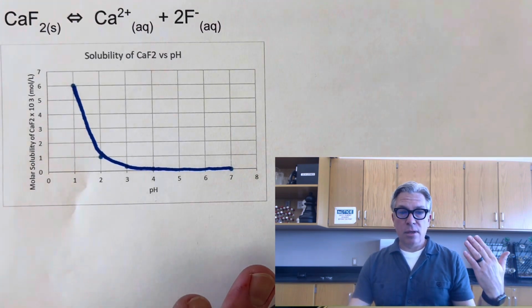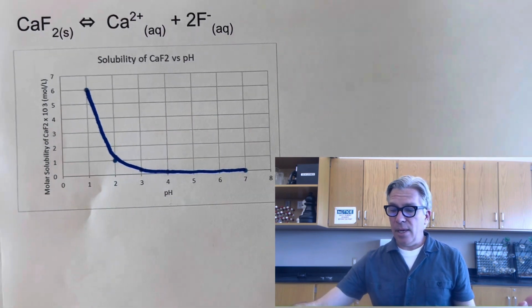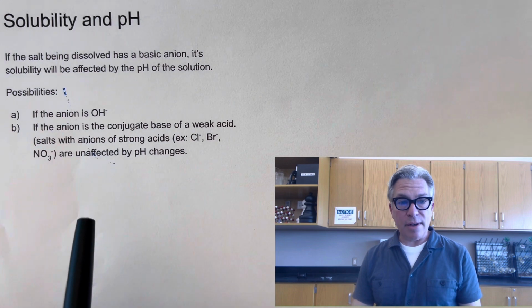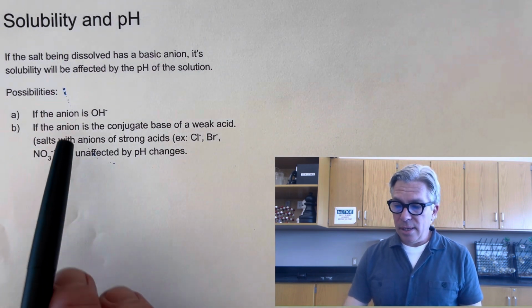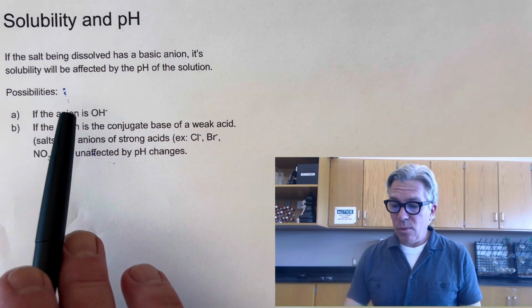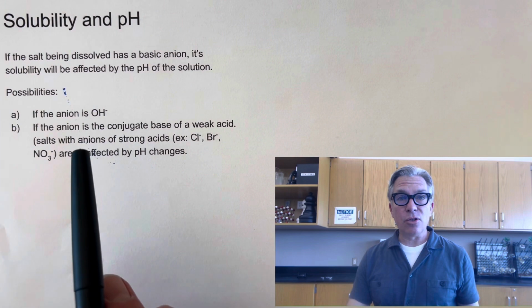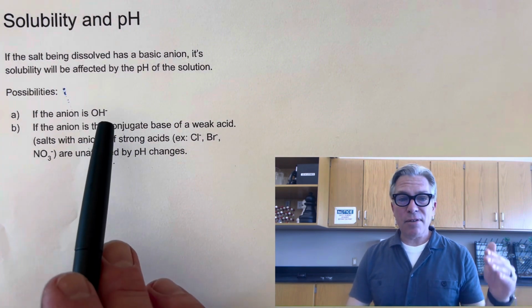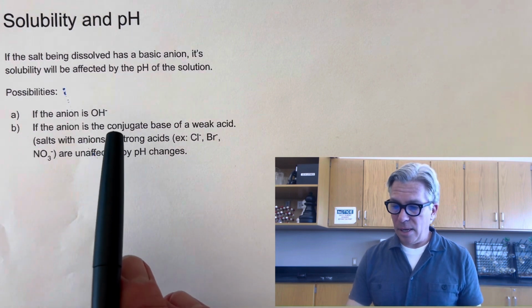And so the question becomes, why? Why did calcium fluoride dissolve more at the low pH? There are some salts that will be affected by the pH, higher or lower. It's all about the anions. One is if the anion is OH, hydroxide, which is a major player in aqueous solutions, acid-base solutions. If the compound has hydroxide in it, it will be affected by pH.